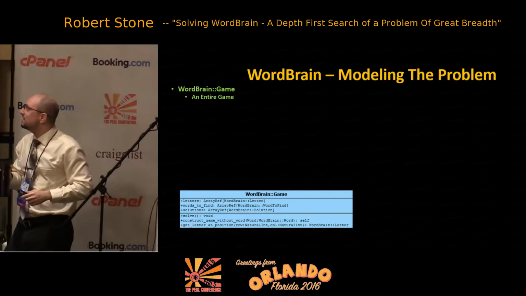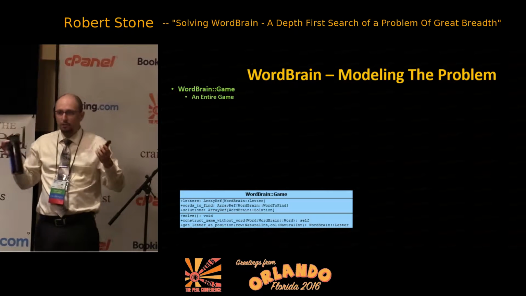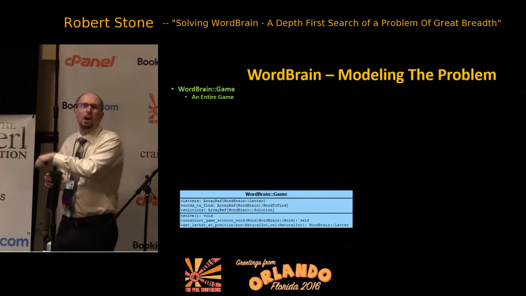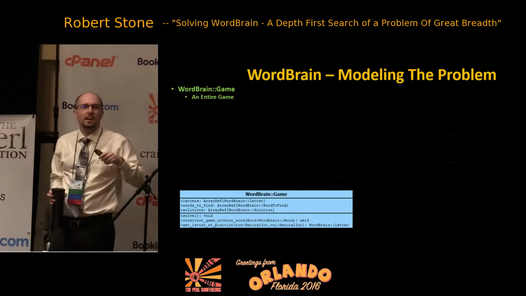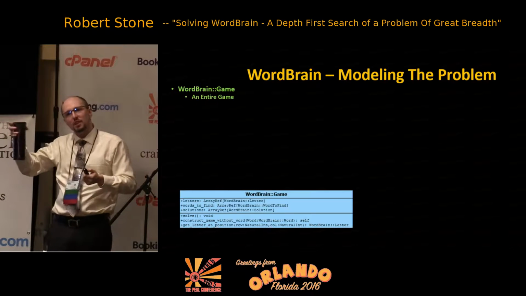So, the first object we have is the WordBrain game. And the game, as you might imagine, is literally the entire game. It's the representation. And some of this stuff is small. I'll read the stuff that's super important.